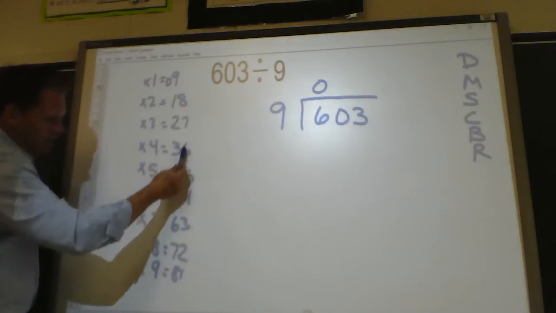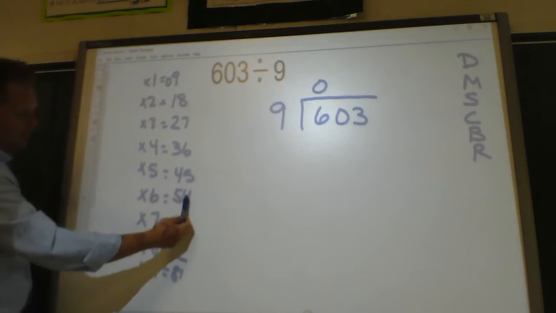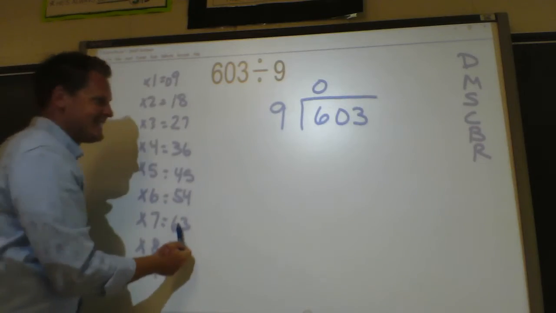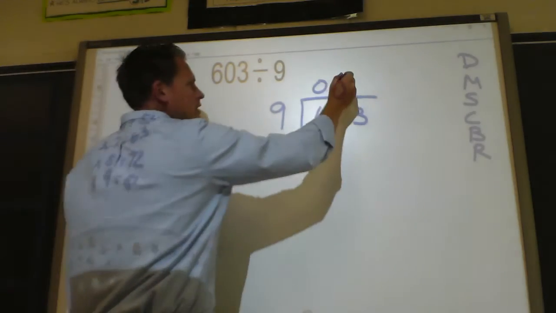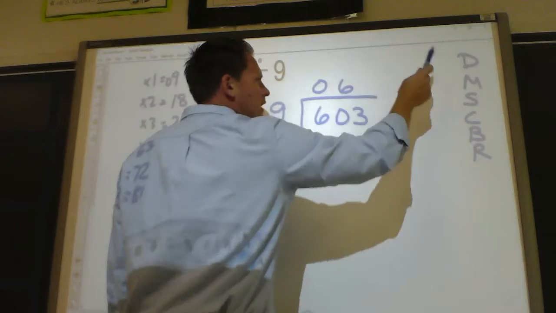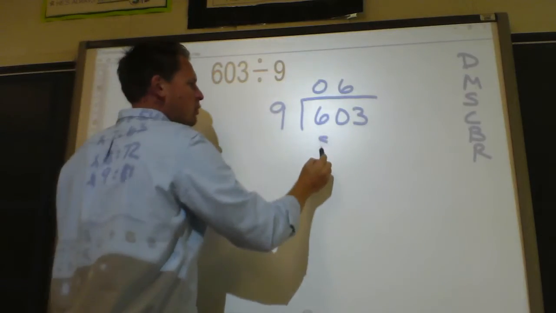All right, so you come over here, 9 into 60. 9 times 6 is 54. 9 times 7 is 63. It does not fit in 7 times. It fits in 6 times. After you divide, you multiply. 6 times 9 is 54.